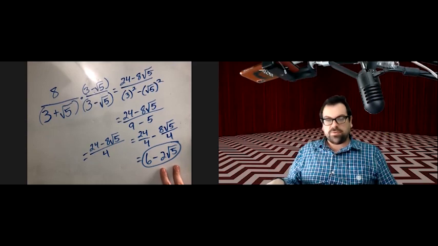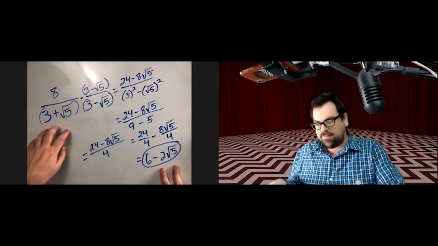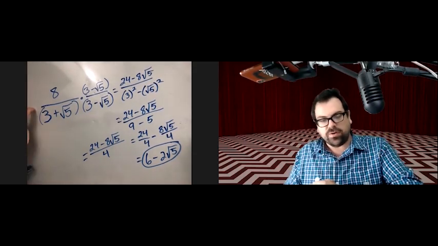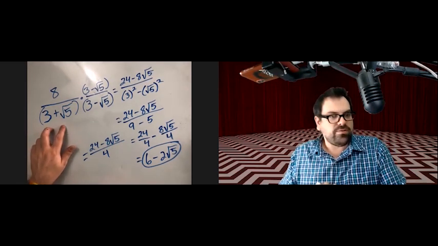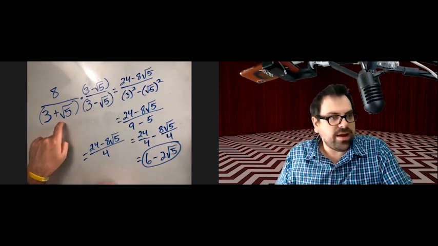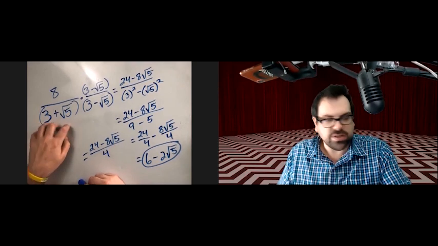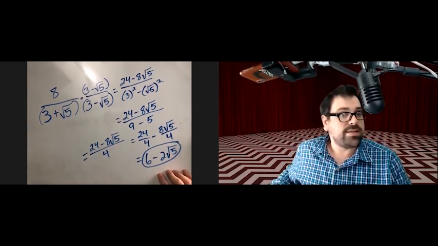This 6 minus 2 radical 5 is exactly the same as 8 over 3 plus radical 5. But we don't want that radical 5 in the bottom. We rationalize, we get our answer as 6 minus 2 radical 5.